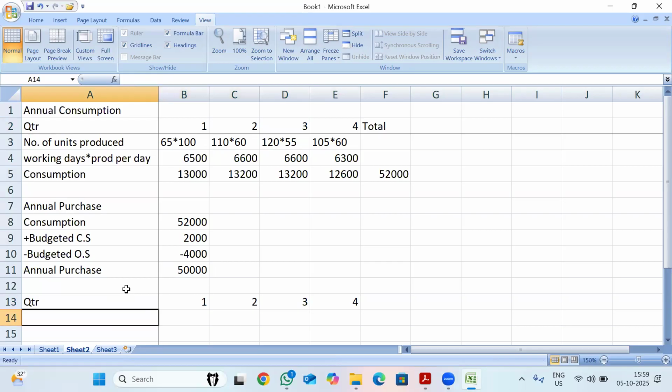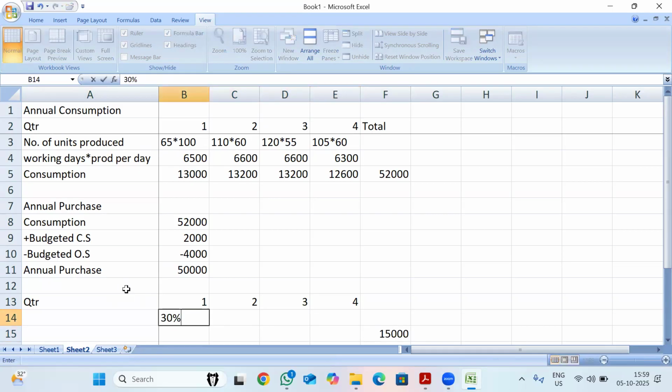so my weight of 15,000 will be segregated as 30 percentage, 50 percentage, and 20 percentage. The total should come to 100. So in fourth quarter, I'm not purchasing anything. So this is my weight.